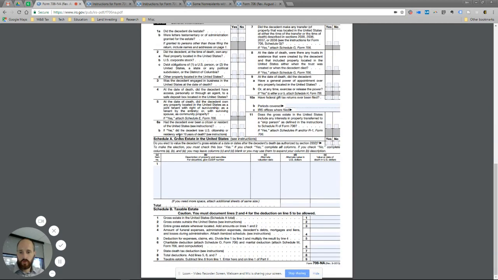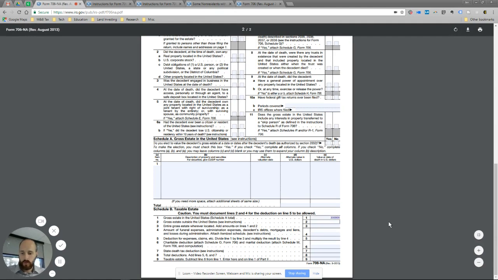Now you get down to the gross estate in the United States, and you're supposed to list the entire estate here and only put the valuation at the date of death in U.S. dollars. You should read the instructions, but basically you list the properties here, and this is where the calculation happens. So gross estate in the United States, someone owns a house worth $300,000. Gross estate outside the United States, they own a house outside the U.S. too, so that's $200,000. Missed a zero.